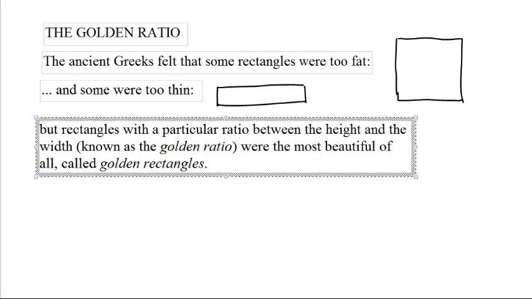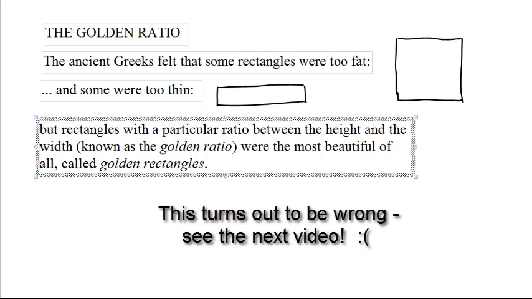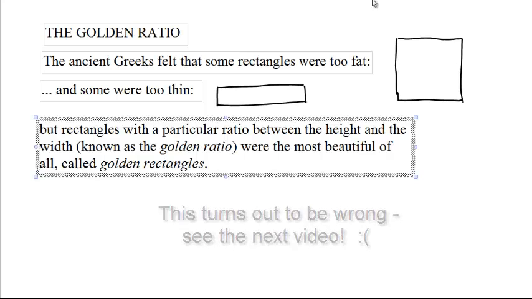They filled their architecture with this. The side view of a temple was going to be a golden rectangle. The spaces between the pillars were golden rectangles. And in fact, the average everyday piece of paper that we use is remarkably close to a golden rectangle. If you've ever used legal paper, it just seems wrong. It's too long. It's just a very comfortable rectangle.